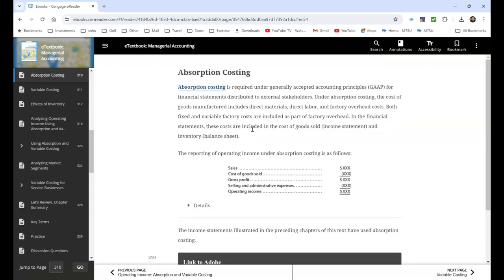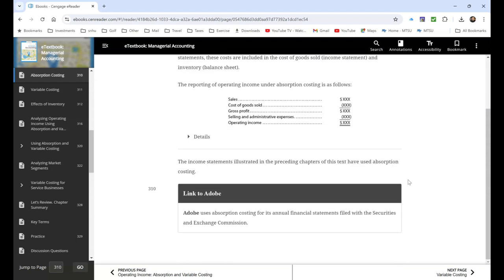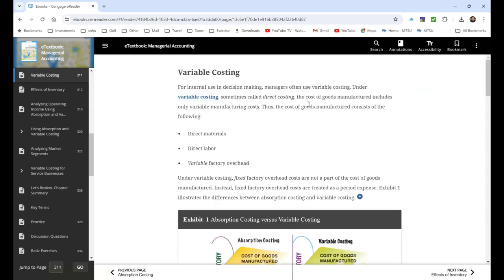So you can see in absorption costing, this is our typical GAAP income statement. We have sales, cost of goods sold, gross profit, SG&A, and then operating income. And so what that does is that provides us a yearly, monthly, quarterly income statement, depending upon all of our fixed and variable costs. But with variable costing, we're going to be looking at the cost in a different manner. And it's sort of like when we looked at break-even analysis.